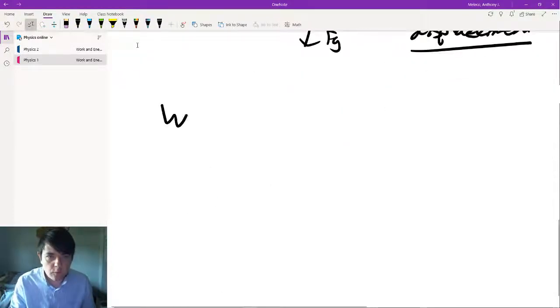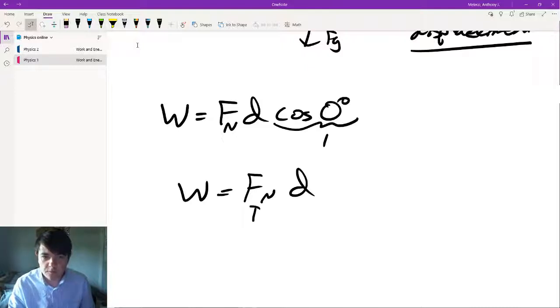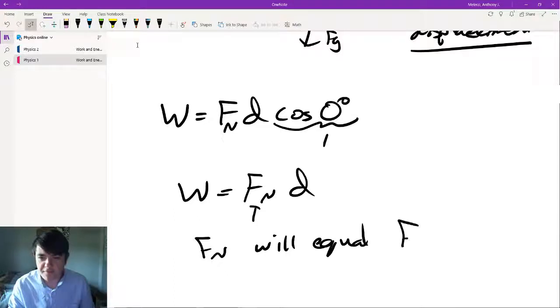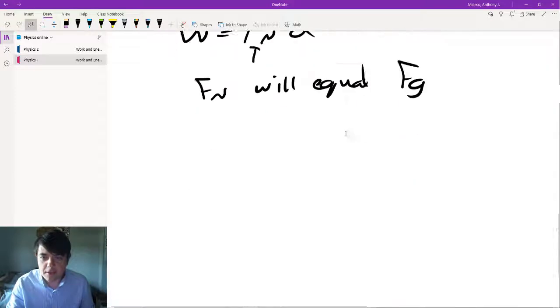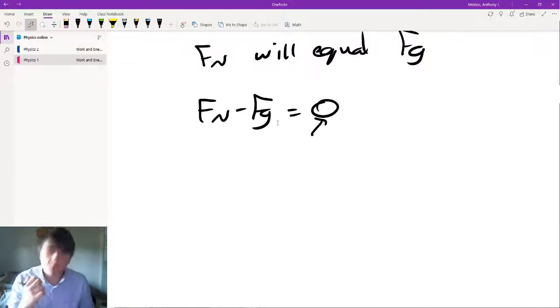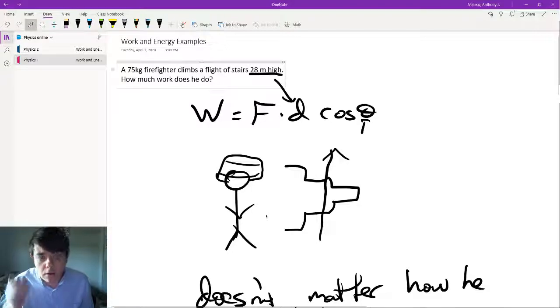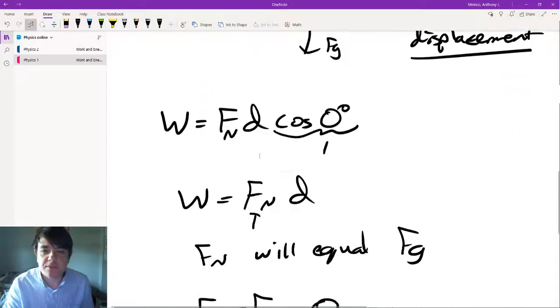So work here will equal the normal force times his distance times cosine of the angle between them, which is 0, which is just 1. So the work equals the normal force times the distance. Now, what is the normal force going to be? Fn will equal Fg, because if we look back at this, Fn minus Fg is usually approximated as 0 because he's moving at constant velocity, and constant velocity means 0 acceleration. You're not explicitly told that he's not accelerating, but they don't give you any information about his acceleration, so typically with these types of problems, there's none here.